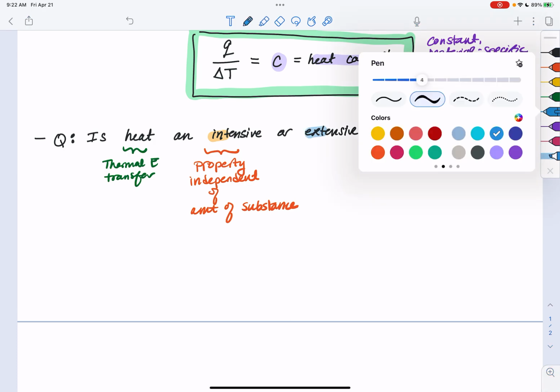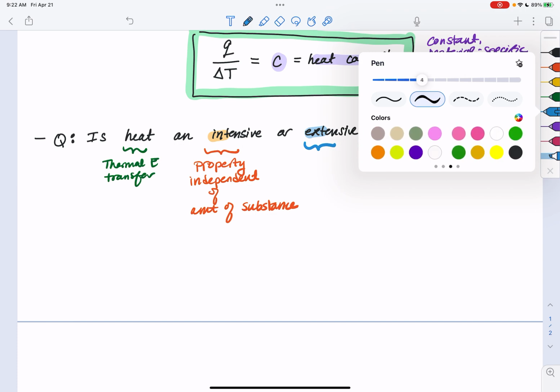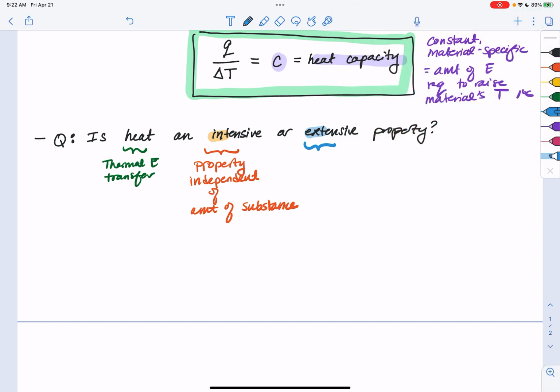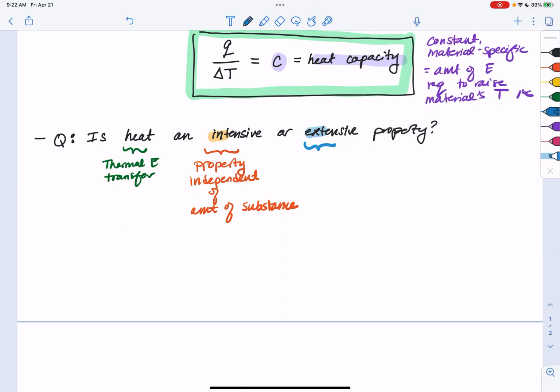Compared to an extensive property, external, outward. So extensive properties, let me just darken this a little bit. This is a property that does depend on the quantity or amount of substance. So these are things like mass and volume.